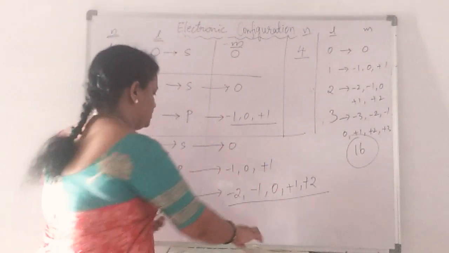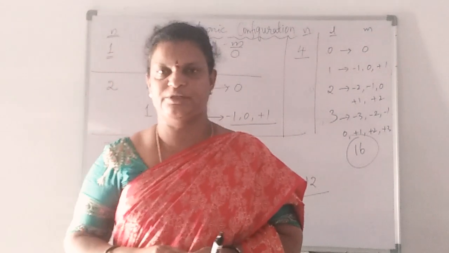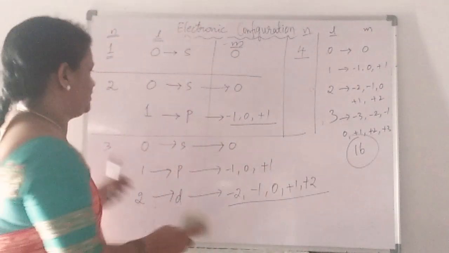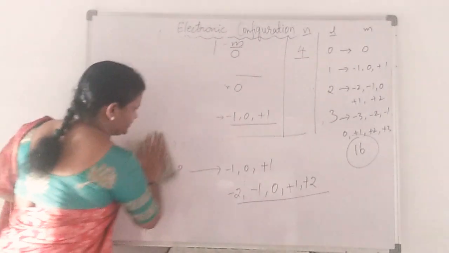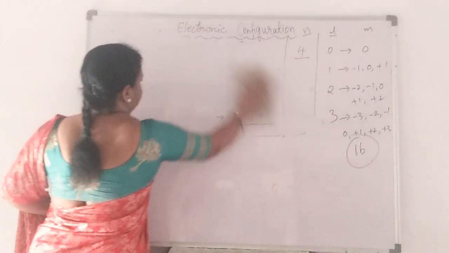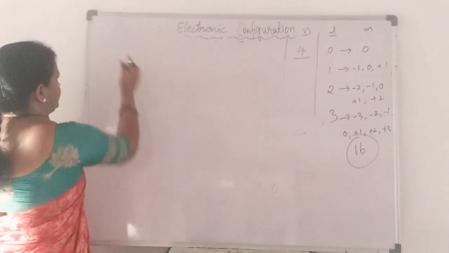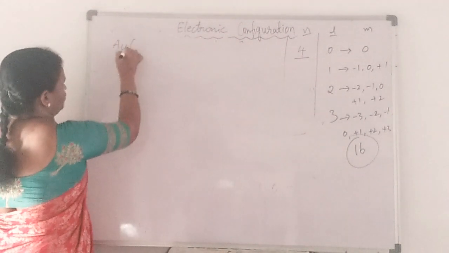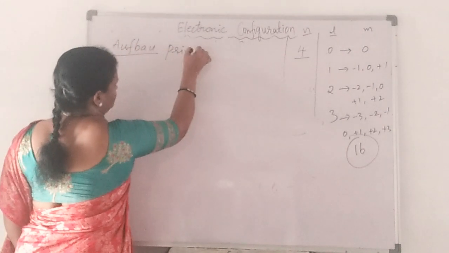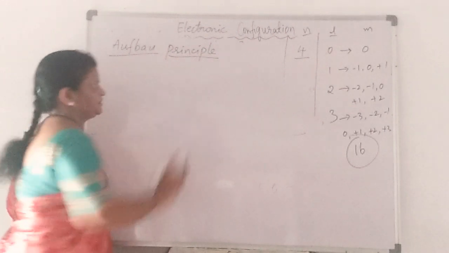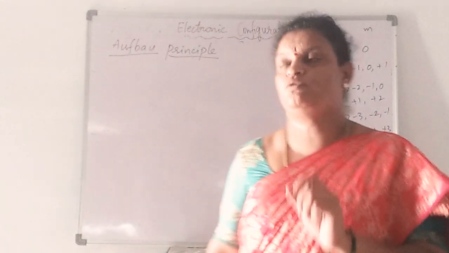So let us see some of the rules and regulations in this nlx method, how we have to write. Here mainly we follow 3 rules. So the 3 rules we'll see here. First rule we have here, that is the Aufbau principle. So before going to this Aufbau principle, we should know what this is.